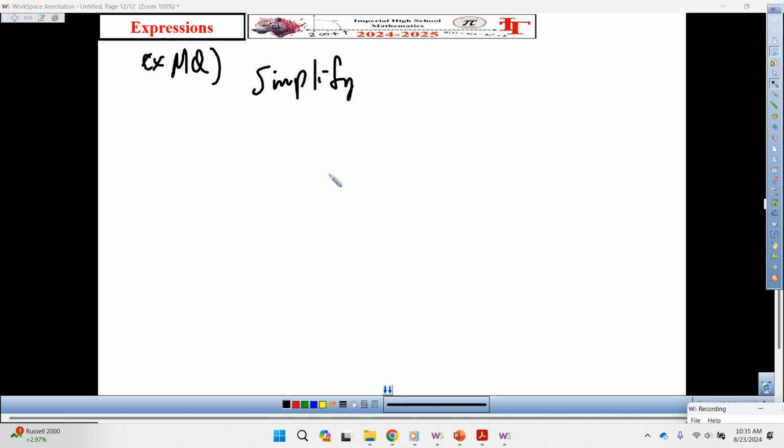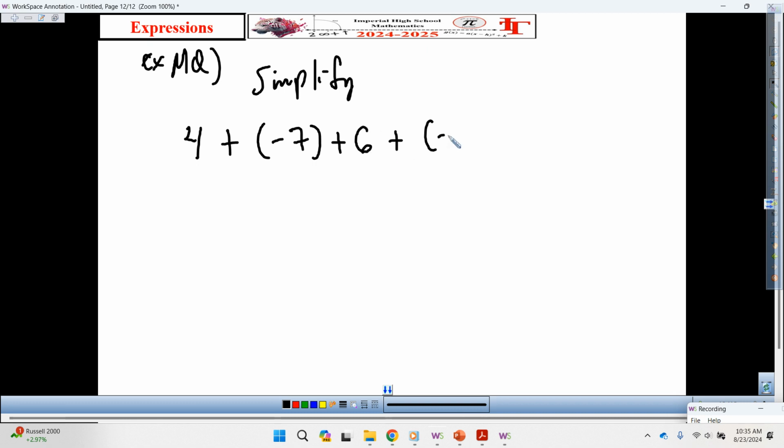So, simplify. I'm going to start slow. I'm going to build it up, and then we're going to keep going from there. Okay, here it goes. I'm going to start with numerical expressions. I'm going to go with 4 plus -7 plus, give me a number, 6 plus -2. All right? Everybody wrote that down?